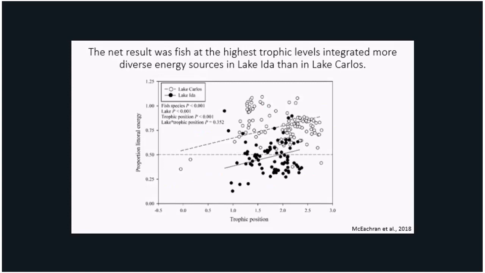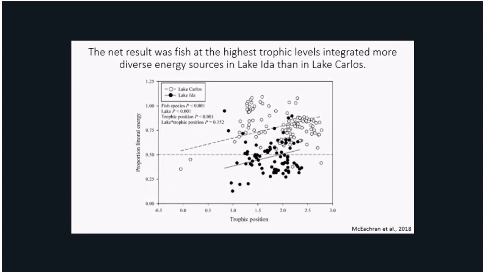There's a lot going on, so I'll explain it again. On the left axis, we have proportion littoral energy. On the right, trophic position. Open circles are Lake Carlos, dark are Lake Ida, and as you can see, there's a significant shift upwards in the overall fish community, with more fish relying on littoral energy in Lake Carlos with the infested zebra mussels.